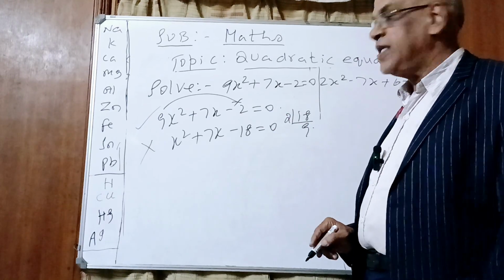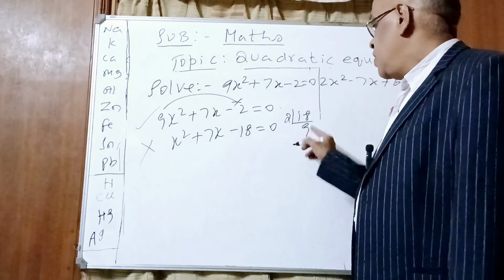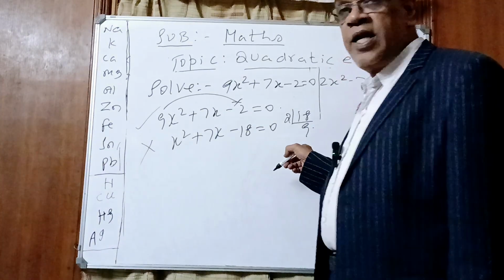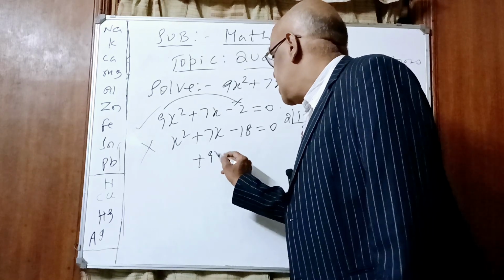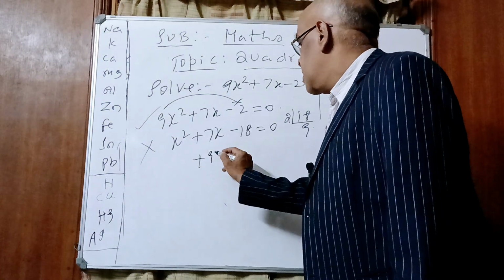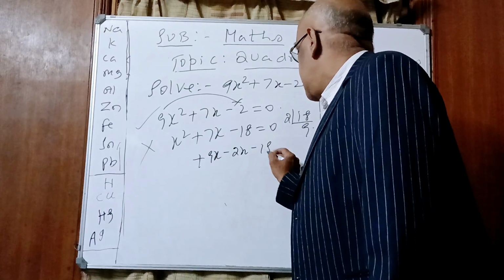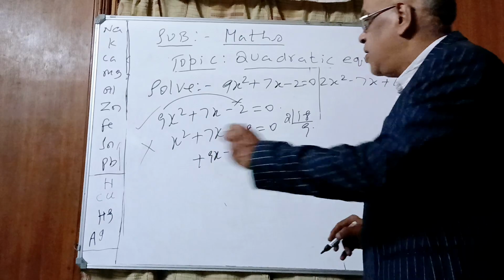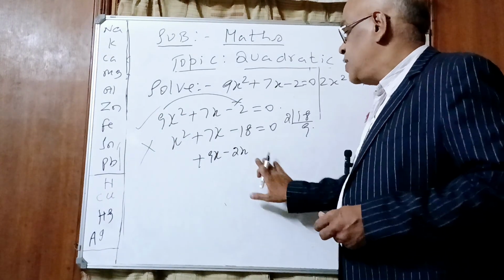See, this is another thing. 9 minus 2 is 7. Which 7? Plus 7. So the greater number should be what, children? Plus. So what do you have to write? Plus 9x minus 2x minus 18. Yes or no? Yes. Now I myself got confused.